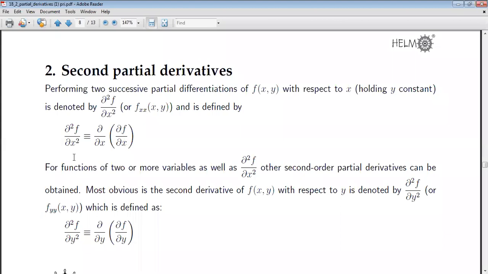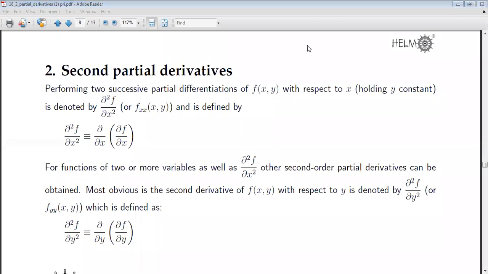Okay. Then for functions of two or more variables, as well as del square f del x square, other second partial derivatives can be obtained. It is obvious, because as you can find the second order partial derivative with respect to x, you can similarly find the partial derivative with respect to any variable.